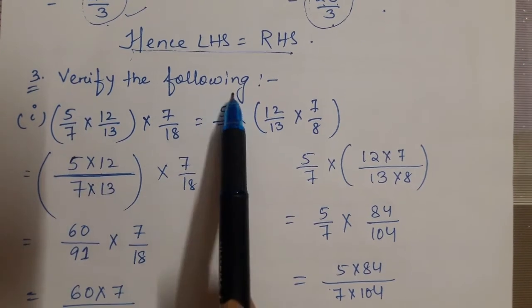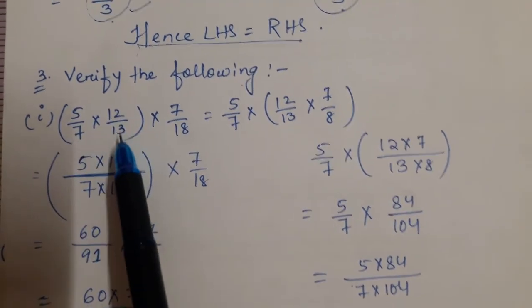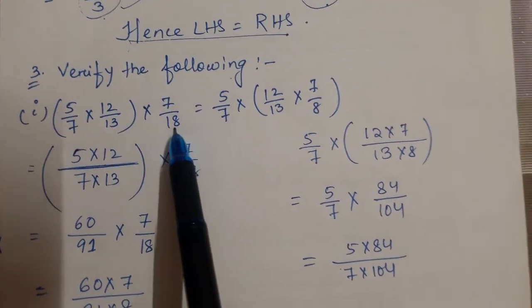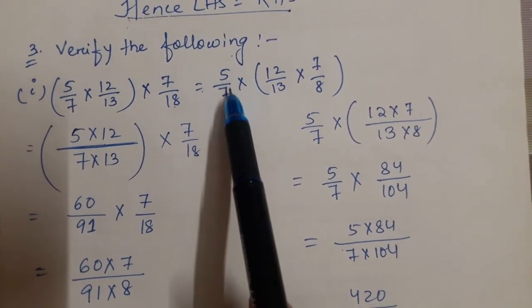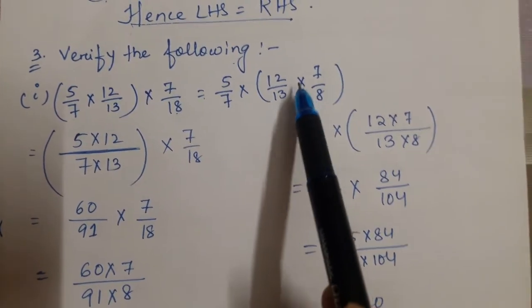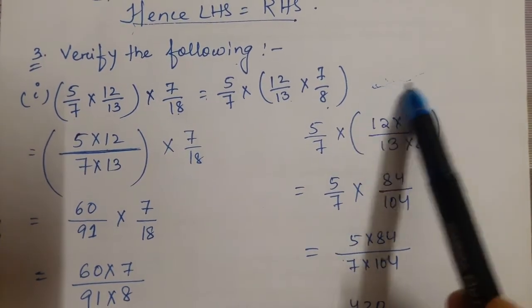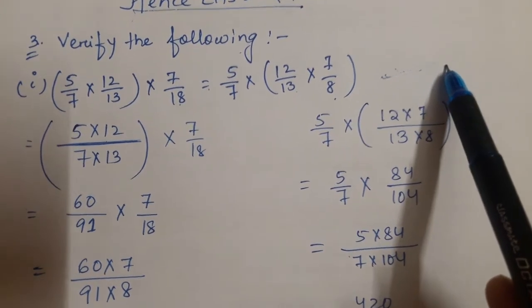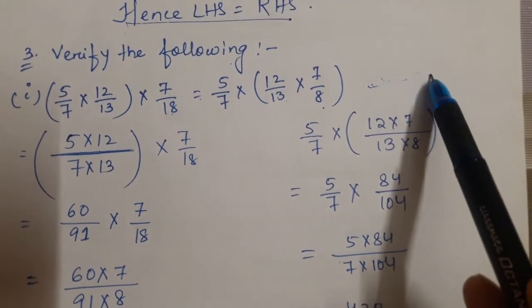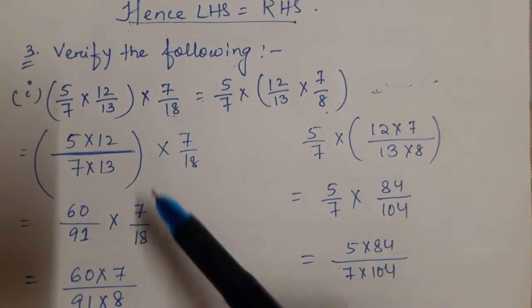Next is verify the following. 5 by 7 into 12 by 13 into 7 by 8. This is again a property, that is the associative law, which is applicable in multiplication. Now we have to verify it.